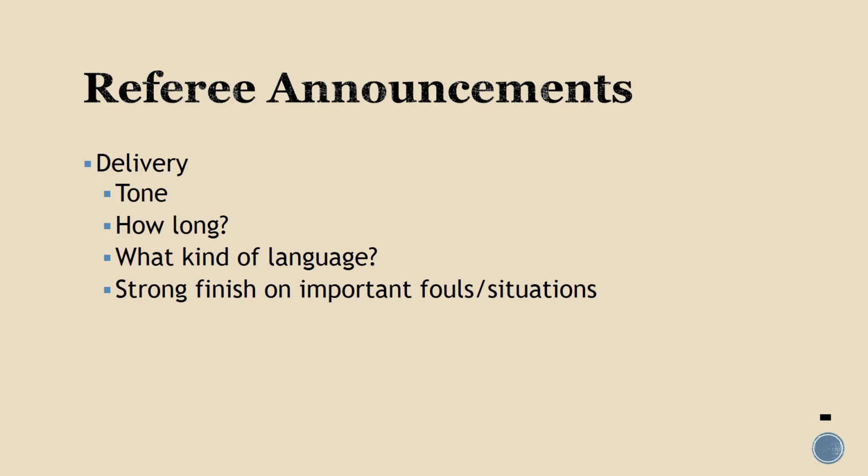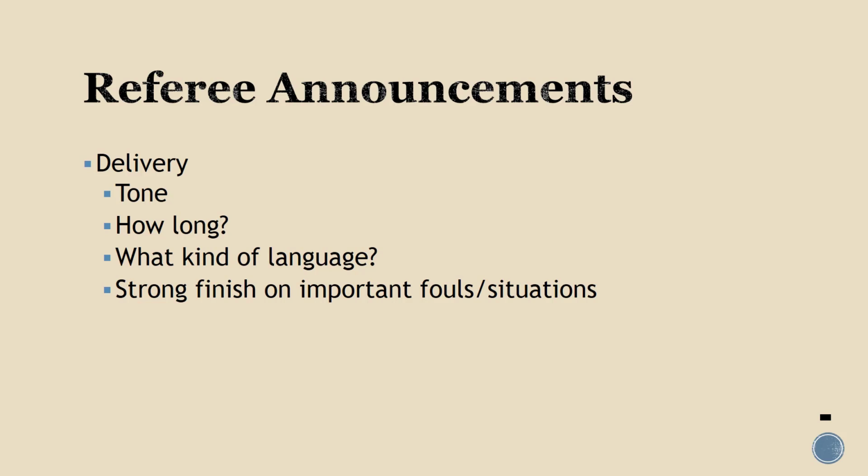An example of this would be sometimes we say DPI when we mean defensive pass interference. People won't understand what DPI means, so we have to make sure that we explain those in our announcements. And remember that some fouls are more important than other fouls, and that might be because of the timing, when they happen, and the situation of the game.